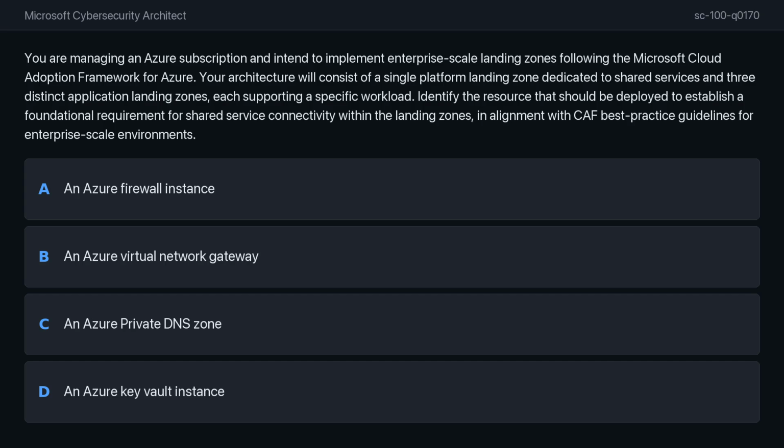The options are Option A, an Azure Firewall instance; Option B, an Azure Virtual Network Gateway; Option C, an Azure Private DNS Zone; Option D, an Azure Key Vault instance.